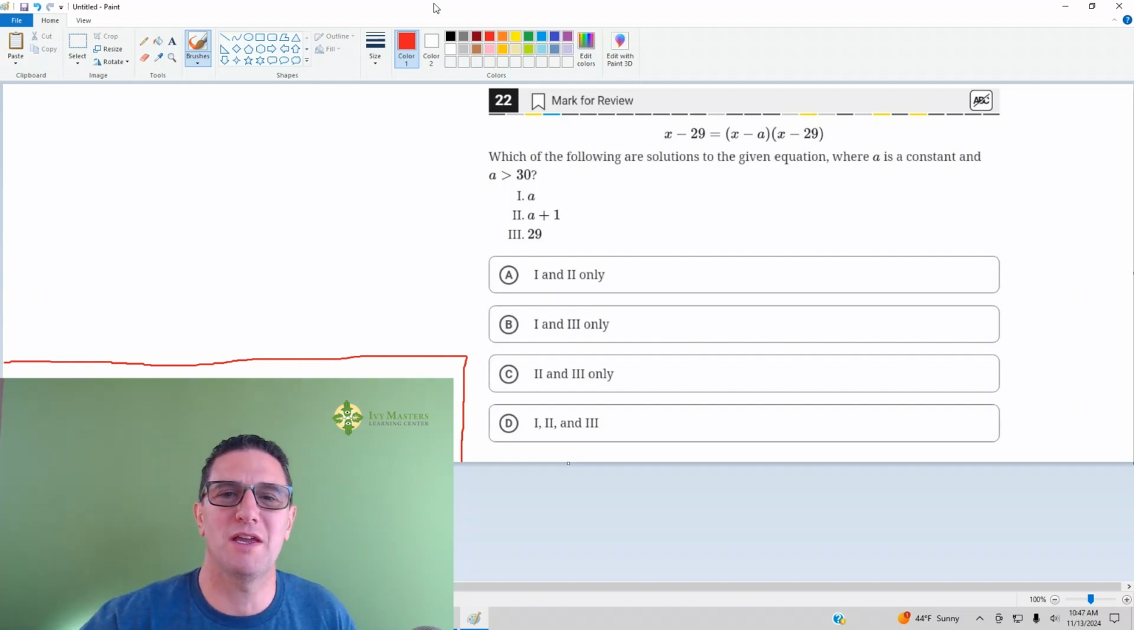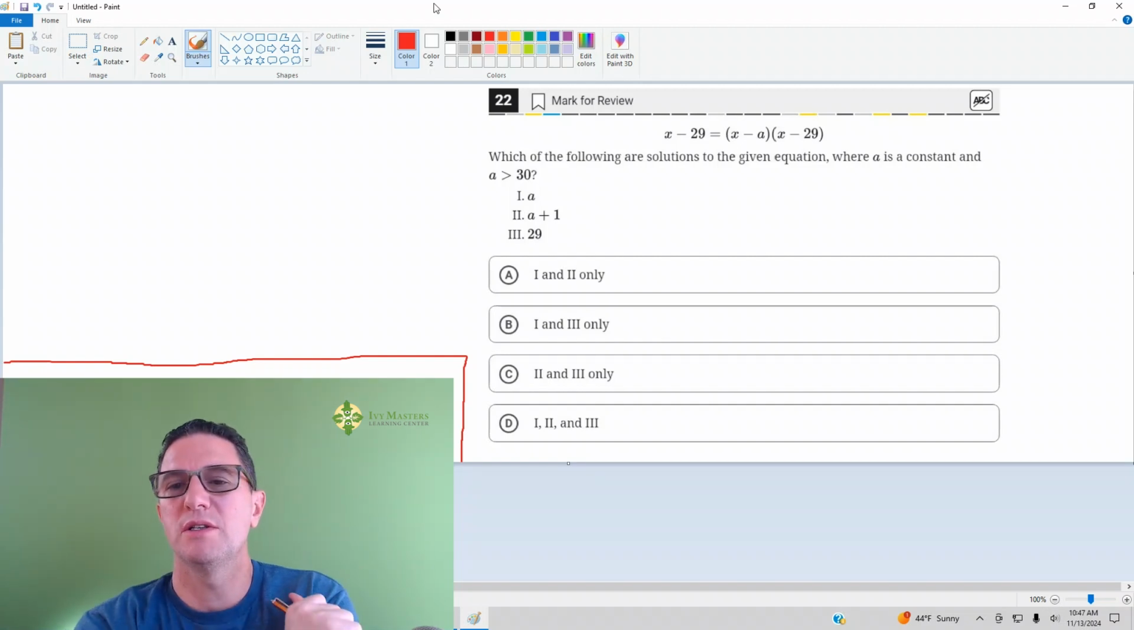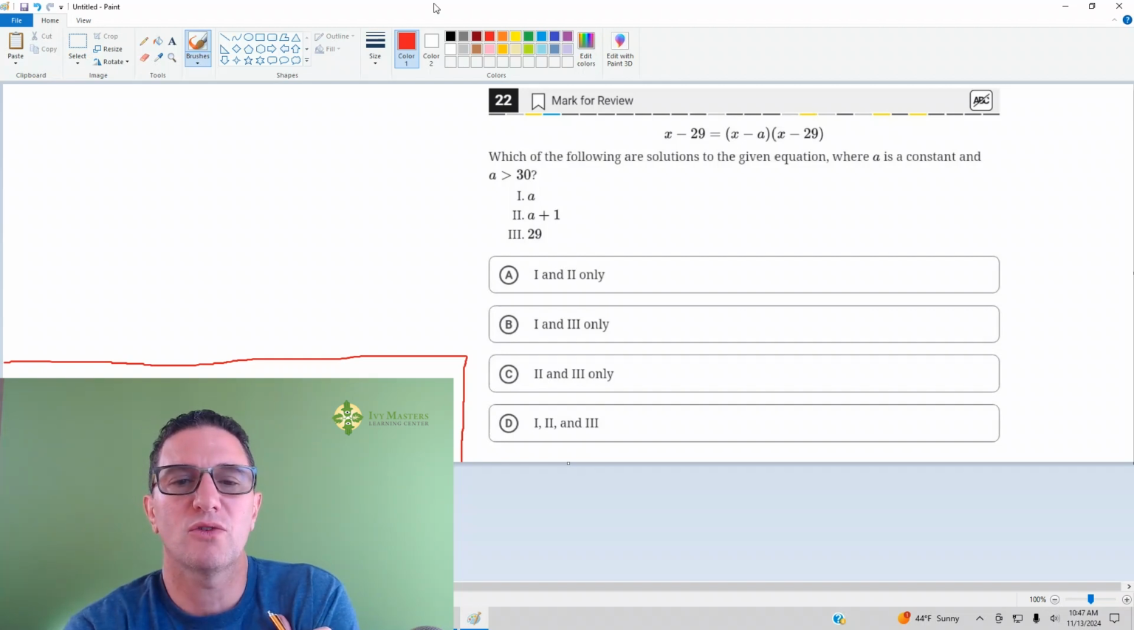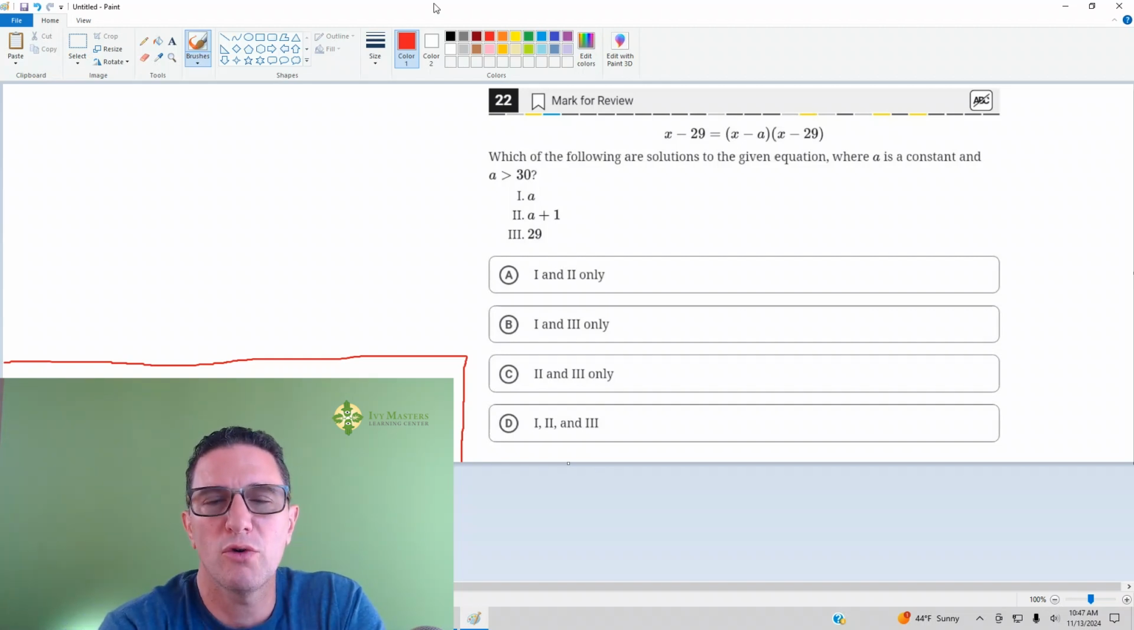Today we're going to look at the 22nd question from Digital SAT Test 3, Module 1. Number 22 reads, x minus 29 equals x minus a times x minus 29. Which of the following are solutions to the given equation where a is a constant and a is greater than 30? You've got your Roman numerals.